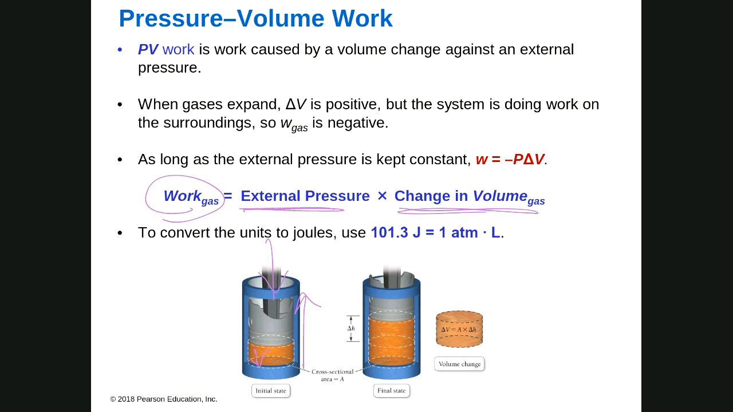Typically, when we're talking about pressure volume, we talk about liter atmospheres or atmosphere times liters. A liter atmosphere is the same as 101.3 joules. So that's an amount of energy and an amount of work. That's why we talk about this work as the negative of P times delta V.